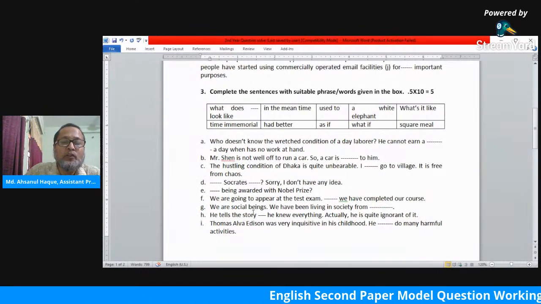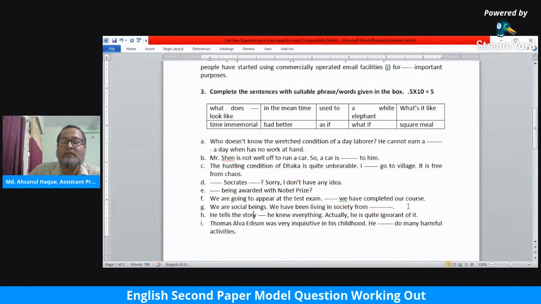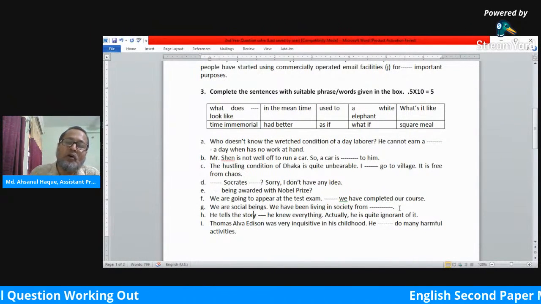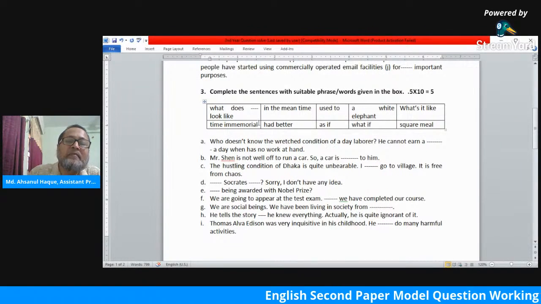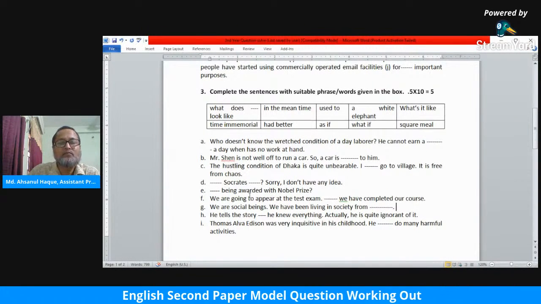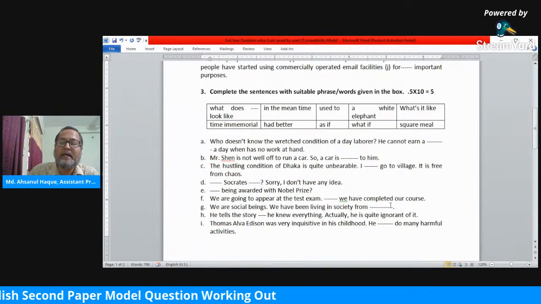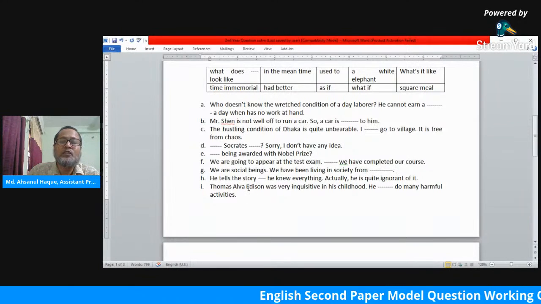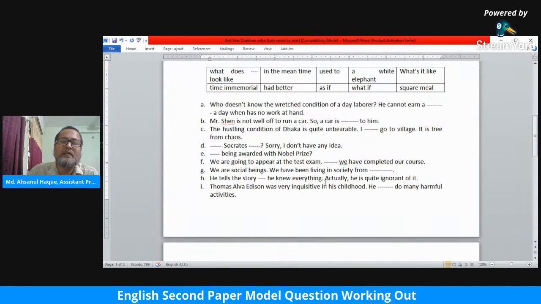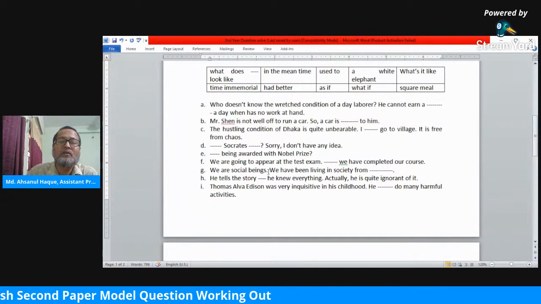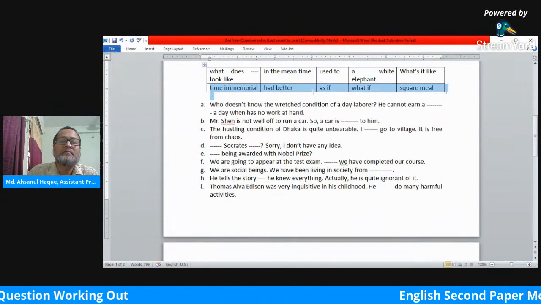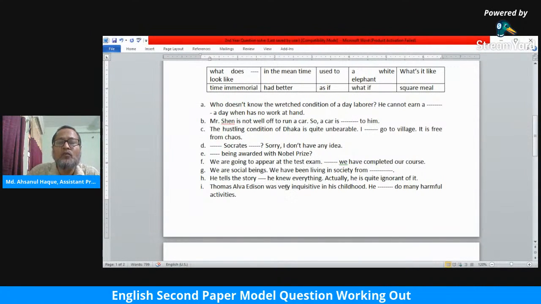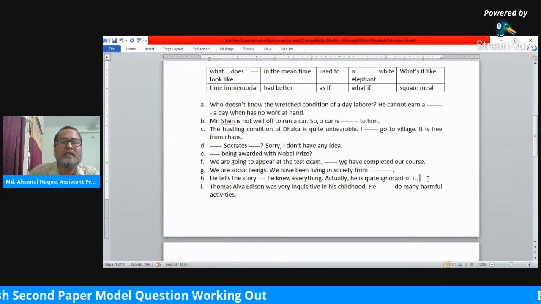Number G, we are social beings. We have been living in society from long past, so from time immemorial. We have been living in society from time immemorial. Eighth number, he tells the story. He knew everything. Actually, he is quite ignorant of it. So it's as if, yes, this is the answer. He tells the story as if he knew everything. Very easy question, I think.